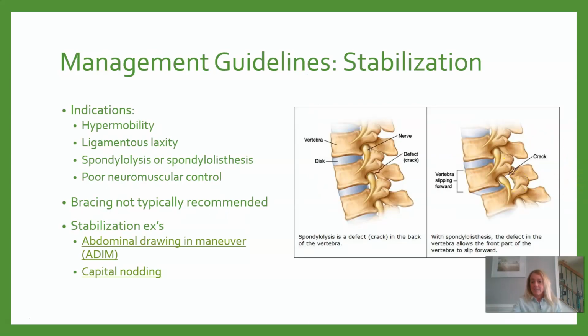Management guidelines for stabilization. Again, this is our stabilization, immobilization type of group who needs that core strengthening. So again, people who have hypermobility, ligamentous laxity, spondylosis or spondylolisthesis, which is again that fracture and then the fracture with the slippage. So here's pictures of that. So this would be where the fracture would occur. It's in the pars articularis part of the vertebrae there. And then because of that fracture, the vertebrae now starts to slip forward. This is spondylolisthesis.